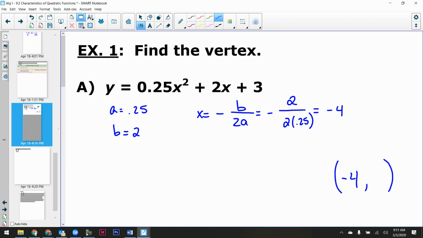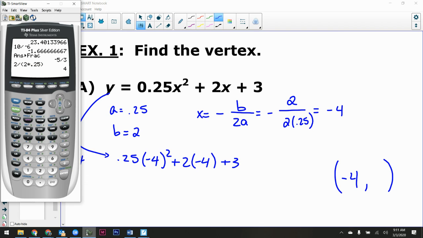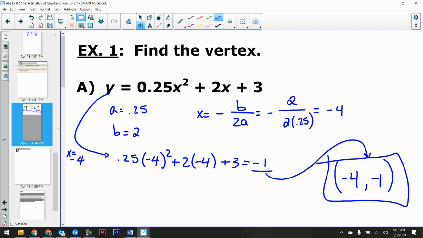Plug it in. 0.25 times -4 squared plus 2 times -4 plus 3. What did I do right there? I'm just plugging in -4. Just plug it into the equation. You take this and you plug in -4. So let's go into our calculators and do that. 0.25 times -4 squared plus 2 times -4 plus 3. -1. And that's where the y coordinate of the vertex comes from.